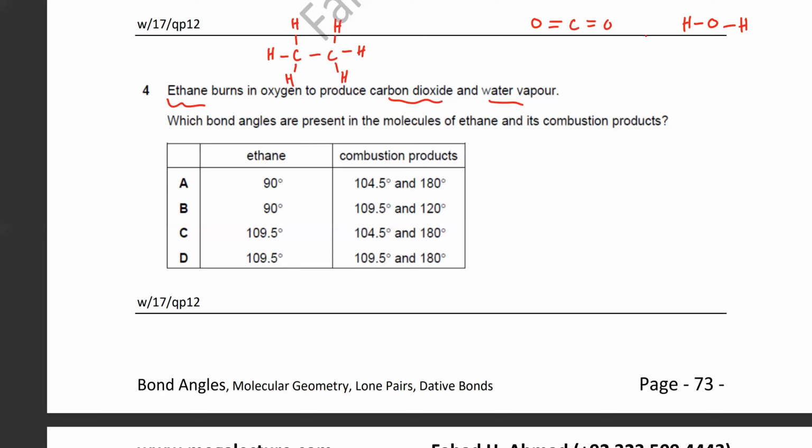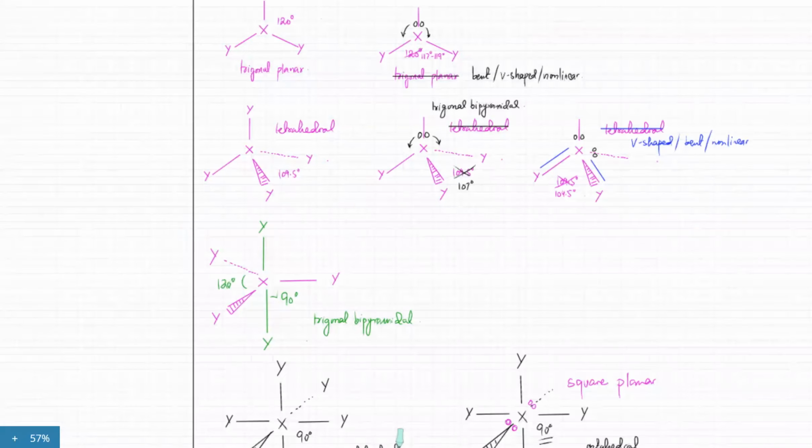Now he's asking for the angles in ethane. So first one, ethane. Focus on the central carbon atom. Ignore all the rest. The central carbon atom. I mean, both of them are central carbon atoms. So the carbon is making 4 bonds. So when it's making 4 bonds, anything that makes 4 bonds has this specific shape. It's tetrahedral. The angles are all 109.5 degrees.